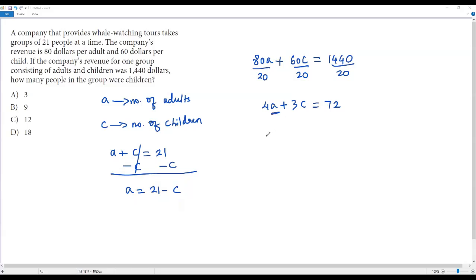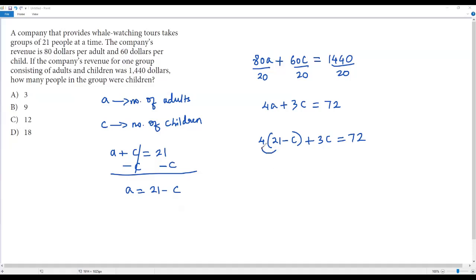Okay, now in this equation, we can plug in this 21 - C for A. So here we have A. For this A, we can substitute the 21 - C that we already got for A. So 4(21 - C) + 3C = 72. Now we have an equation only in the variable C, so we can solve for C. Our aim is to find the value of C because C represents the number of children. That's the target of the question: how many people in the group were children? Okay, let's solve for C in this equation.